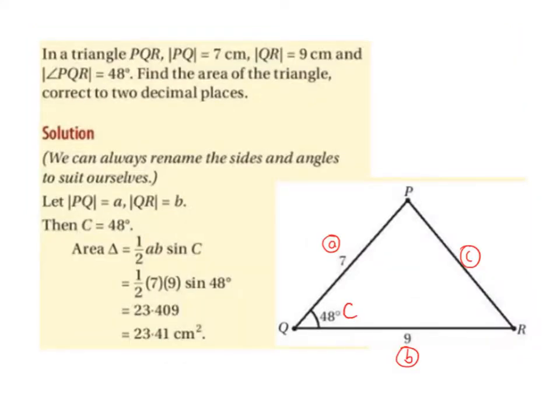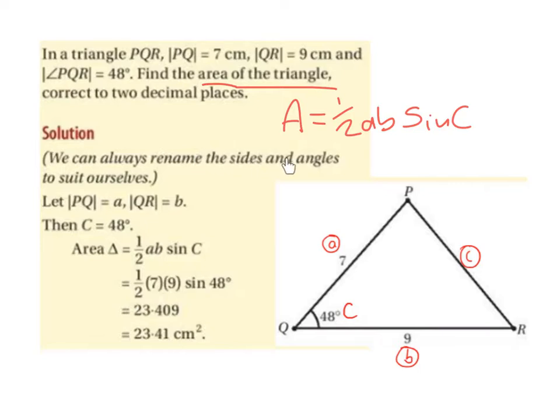We have another formula in our formula tables for the area of a triangle, and it is half ab sine C. In a triangle PQR, PQ is 7 centimeters, QR is 9 centimeters, and the angle PQR is 48 degrees. Find the area of the triangle, correct to 2 decimal places.